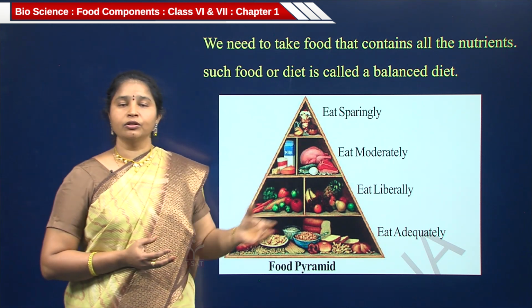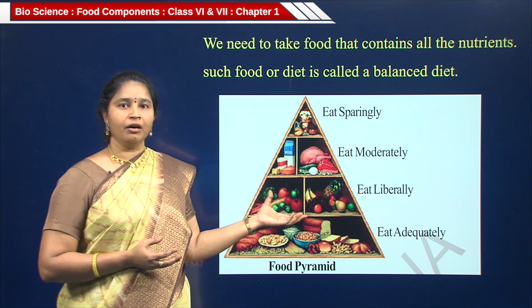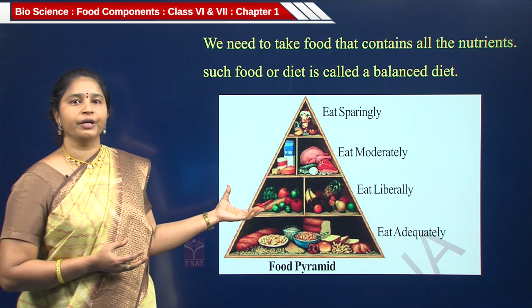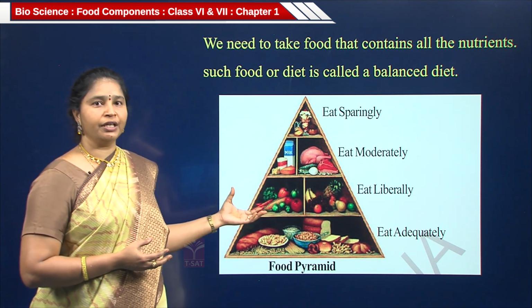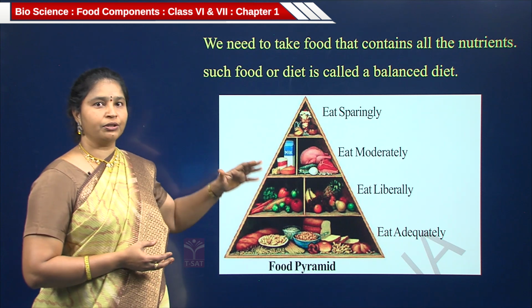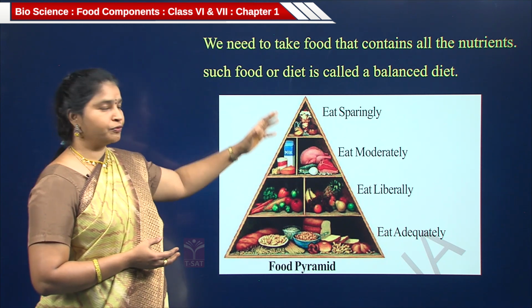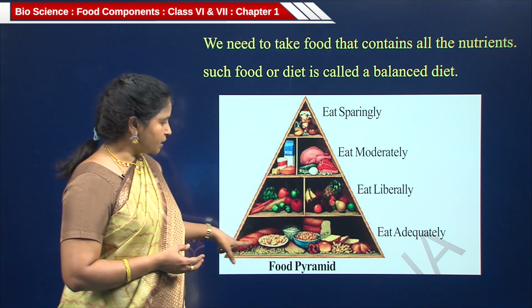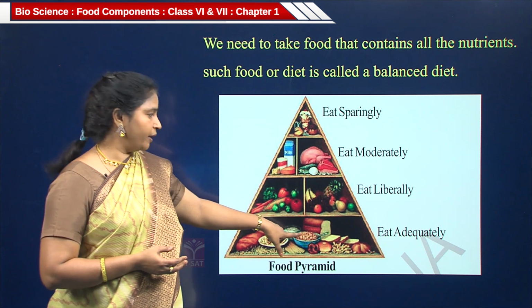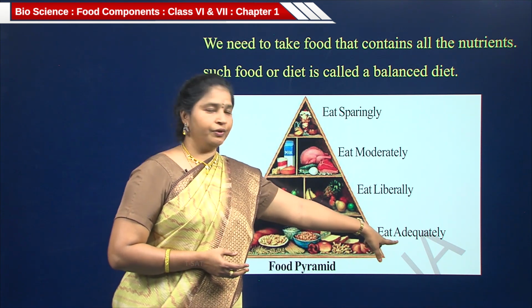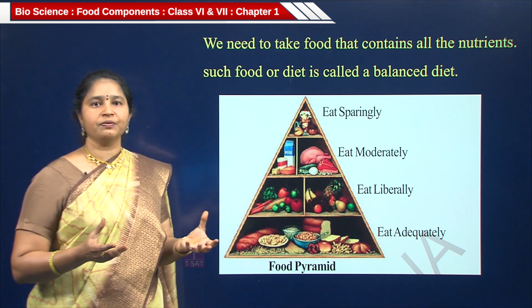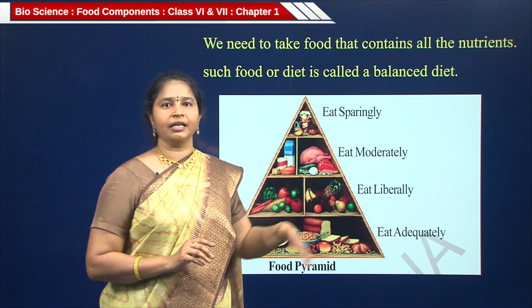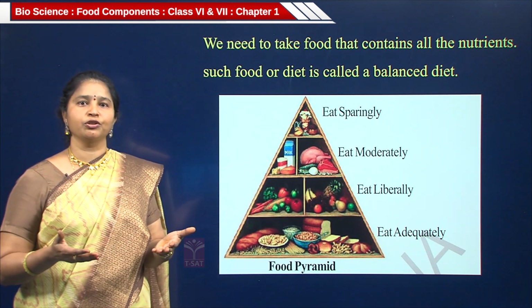And here you can see the food pyramid. Why do we need to learn about the food pyramid? What kind of food we need to take more, and which food we need to take in lesser amounts, this food pyramid explains to us. If you see here, these are the food items which have carbohydrates. We need to eat them adequately. Adequately means we need to eat them enough. And the second one is eat liberally. We can eat as much as we want.